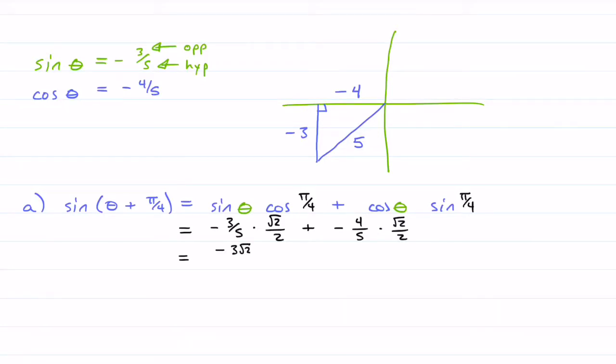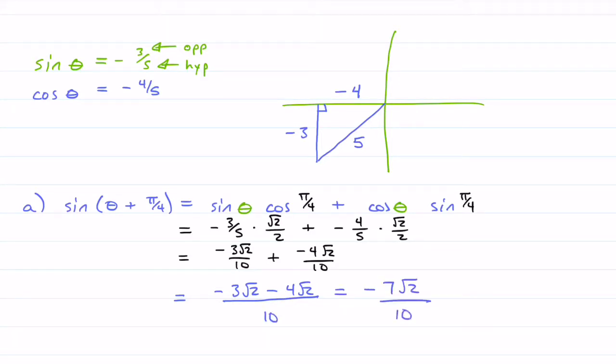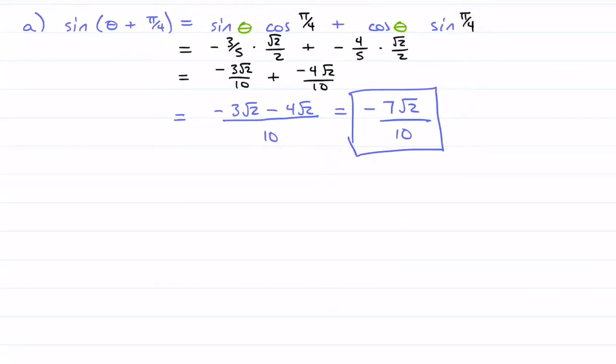-3 times √2 is just -3√2 over 5 times 2 is 10. -4 times √2 is -4√2 over 10 as well. The √2's are like, so we can add those together. -3 minus 4 is -7√2 all over 10. So again, you get your common denominator. Because they're like radicals, you can combine them, but it's just adding the numbers in front.